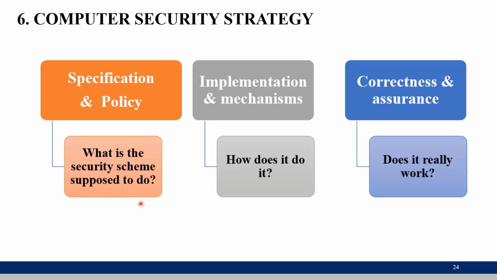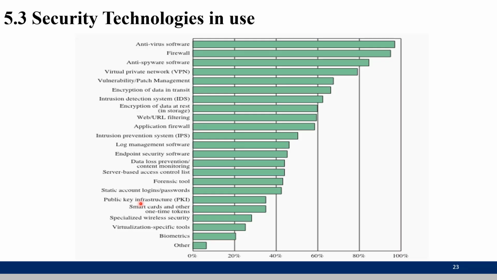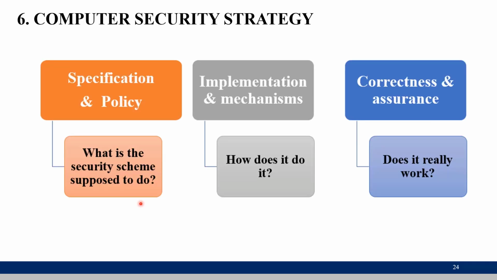Computer security strategy. I'm going to develop some solution or technology, and from here I'm going to choose a technology for my organization. So what I have to do is follow these three things in the computer security strategy. First, you need a proper specification and policy. Then implementation and mechanism, which we collect from the previous slide. Then correctness and assurance, so you have to work and monitor it properly.